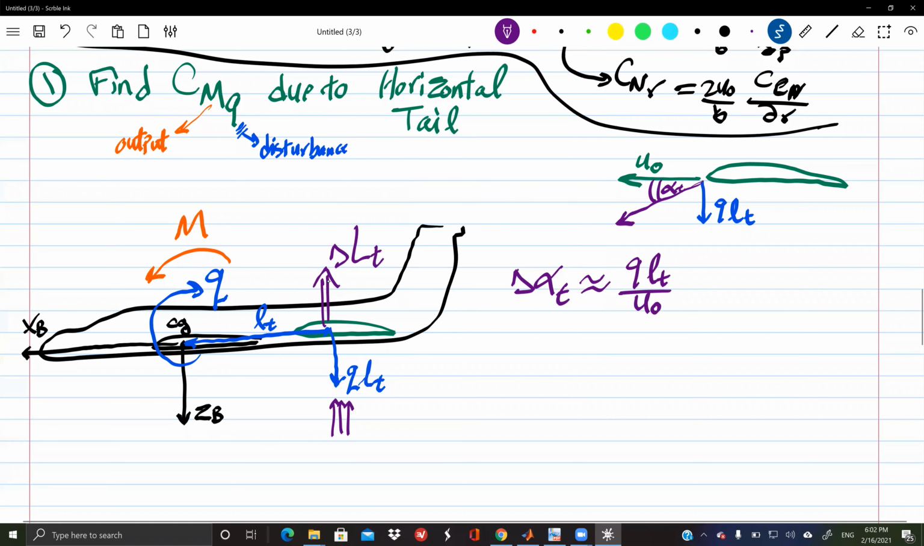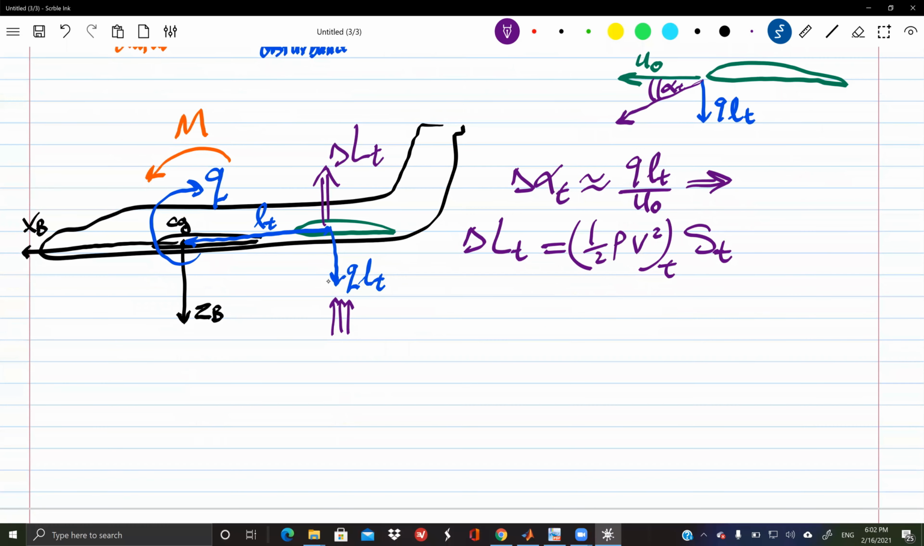So let's write down these two lines. What are these two lines? Well, delta L tail will give you the change in the lift force on the tail. Like anything, this is 1/2 rho V squared, on the horizontal tail, S tail, and the change in the lift coefficient is simply C L alpha delta alpha. So this will go here. And now, what is the moment?